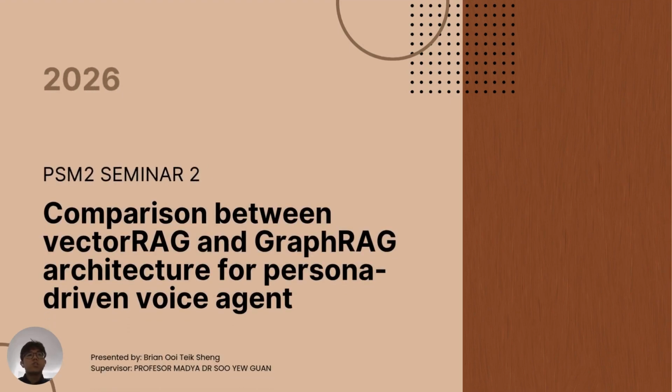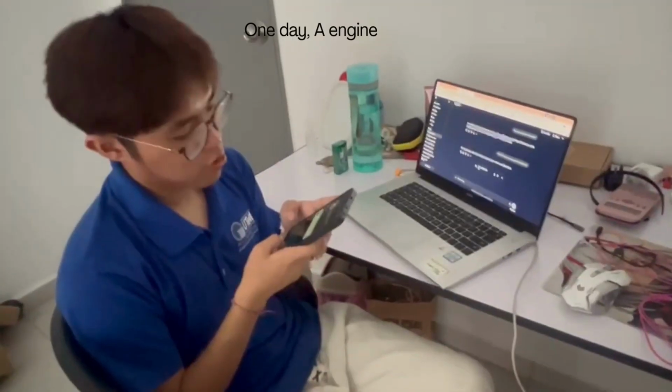Today I will present my project titled Comparison between VectorRAG and GraphRAG Architecture for Personal Driven Voice Agent. This project investigates how the RAG architectures affect the real-time AI voice agent. Okay, now let's do the assignment.